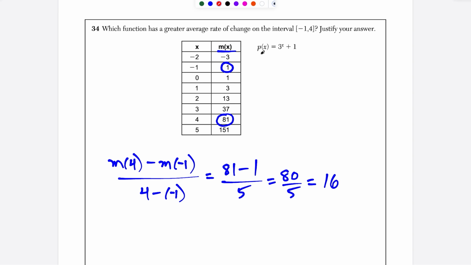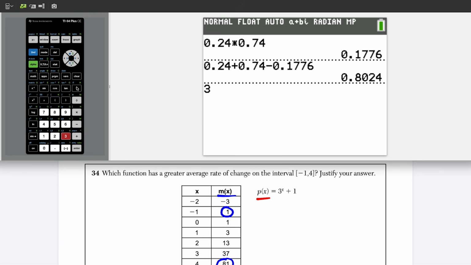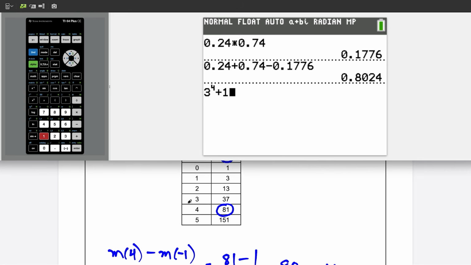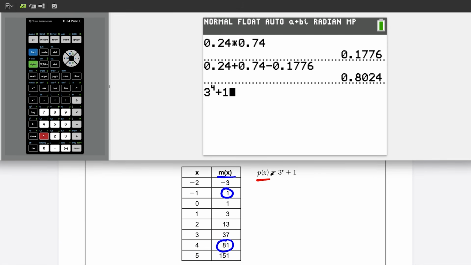And now we'll find the average rate of change for p of x. So now we're going to find p of 4 minus p of -1, and we're dividing by 4 minus -1. So we'll just type this in. We have 3 to the 4th, and then plus 1, because this is finding p of 4. I'm just going to plug in x equals 4 into the function p of x. So this is the value here that we're going to be plugging in.